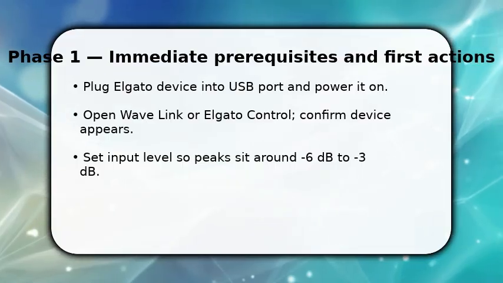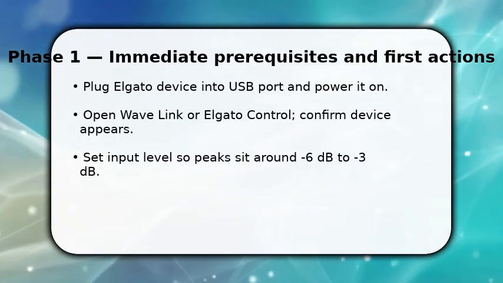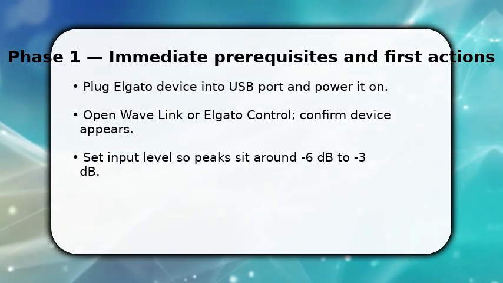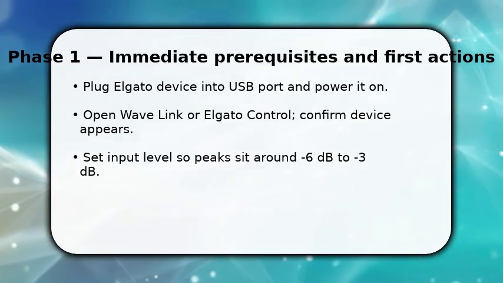You've got the hardware plugged in. Now open the Elgato app and select the compressor module. First, choose the correct input channel for your mic or line. Make sure monitoring is on so you can hear changes.